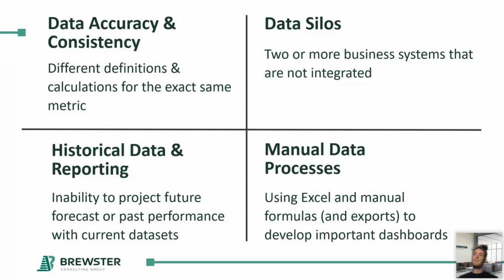Number 3, historical data and reporting, your inability to project future forecasts and past performance with your current data sets. So huge problem, right? If you're not able to project your volume over the next 6 months so that you know how to pivot from what you're doing right now to meet those projections and meet year-end goals and quarter goals and things like that. And finally, manual data processes, using Excel and manual formulas and exports to develop important dashboards. Excel is not bad just on its own. Where it introduces a problem is how you are using it, right? It's not the tool that you're using, it's how you're using the tool. We use Excel all the time, and it's an extremely valuable tool to us as we feed dashboards in some of the other programs that we use and some of our clients use as well.